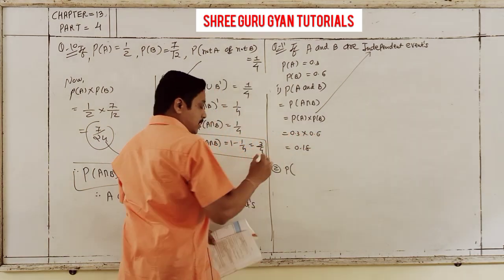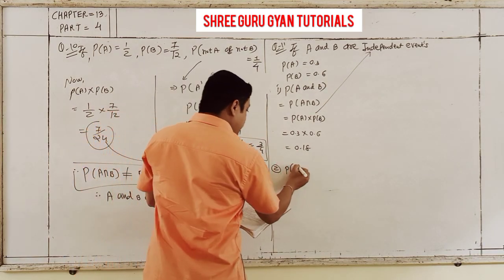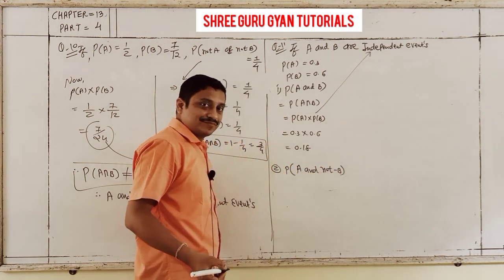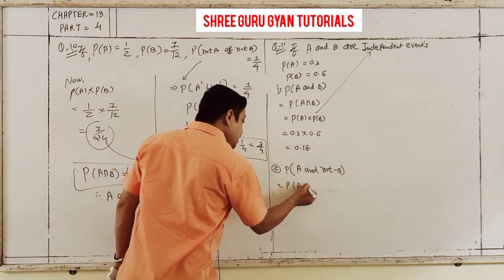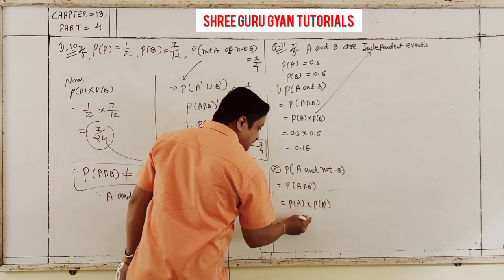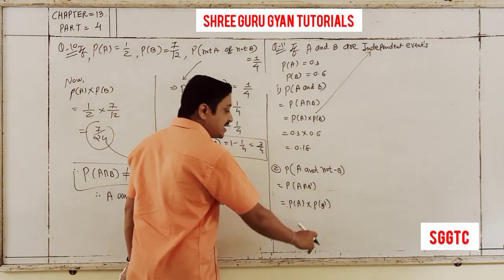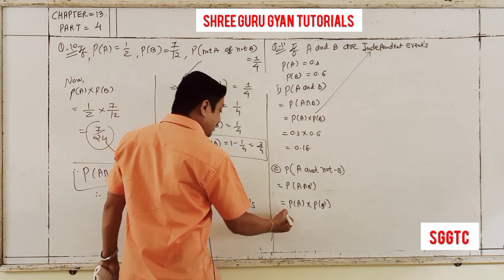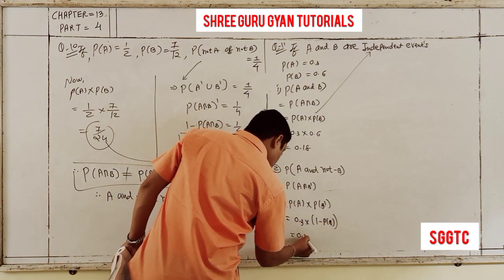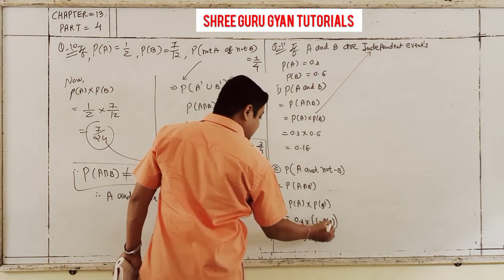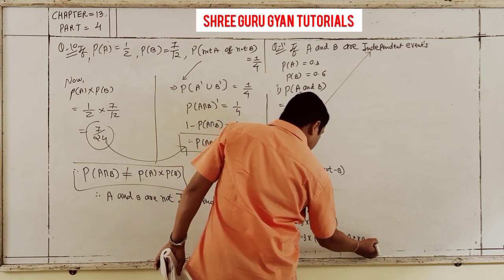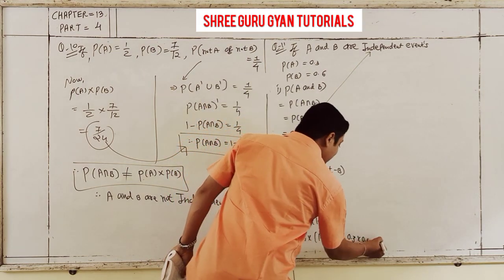Second, probability of A and not B. Not B means, students, B dash. Independent is asked, so P(A) into P of B dash. And B dash is 1 minus P(B). P(A) I have 0.3 and here 1 minus P of B, 0.6. So 0.3 into 0.4. Your answer is 4 3s are 12, 0.12.